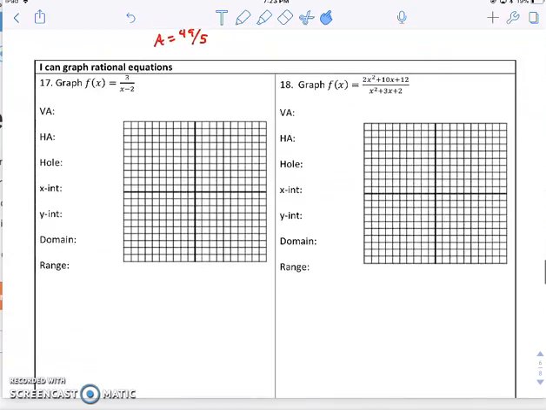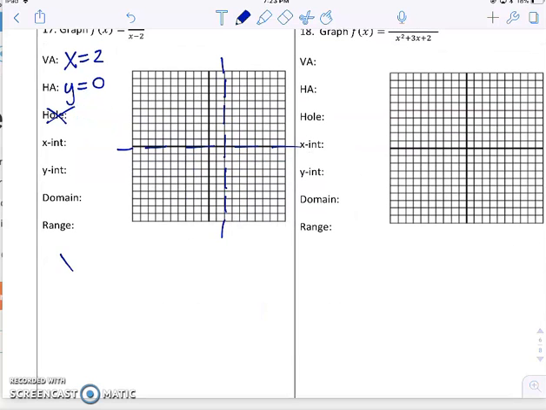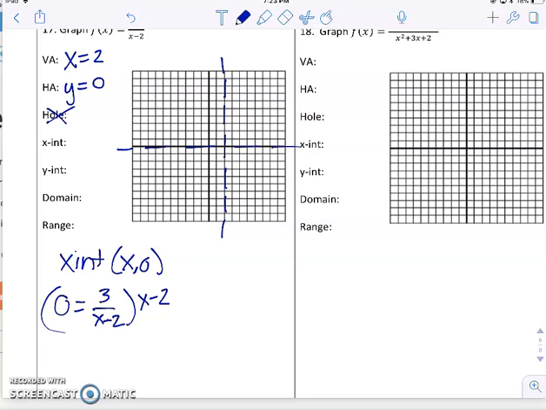So the graphing. There's a vertical asymptote in our denominator, so x equals 2. Horizontal would be at y equals 0, because the bigger power is on the bottom. There's no hole. X-intercept. So I might do a little work down here. So our x-intercept, x comma 0. So when does 0 equal 3 over x minus 2? So if we fraction bust this, we'd have 0 equals 3. So there isn't one.